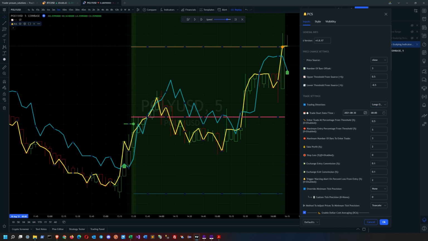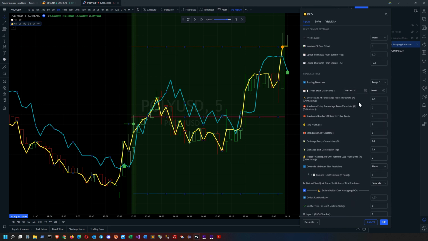You've got the trade start date time, where you can establish that here, and that'll pretty much get you started at a specific point in time, especially for setting up automation scripts. You can definitely do that. We've already talked about these two, the enter trade at percent from threshold, as well as the maximum. Oh, actually, we didn't talk about this one. We talked about the maximum number of bars to enter trade.